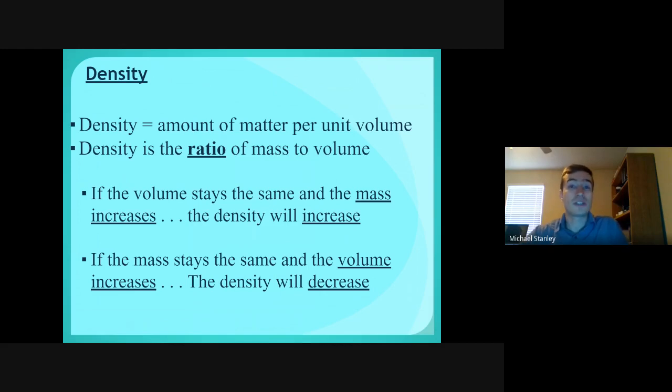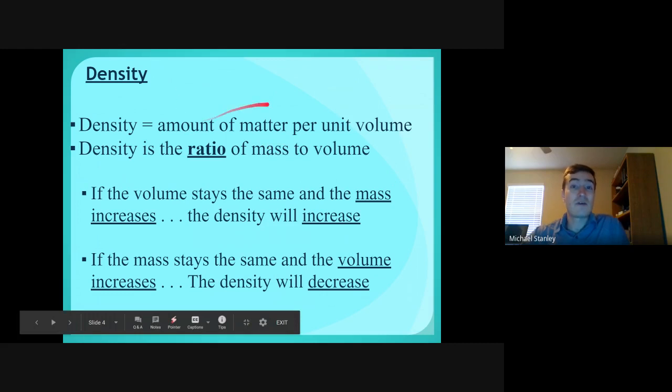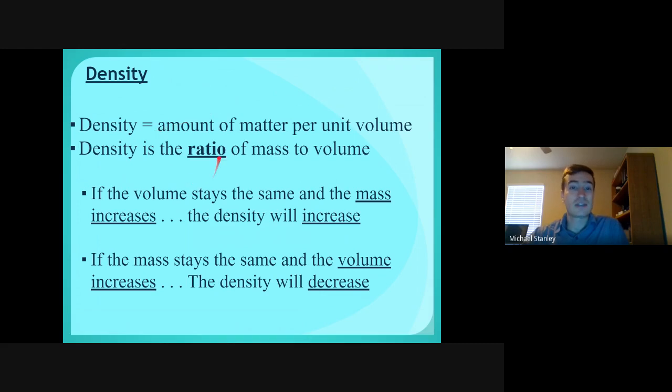The more scientific explanation of density is that it's the amount of matter per unit volume, meaning it's this ratio of mass and volume. How heavy is it compared to how much space that it takes up?